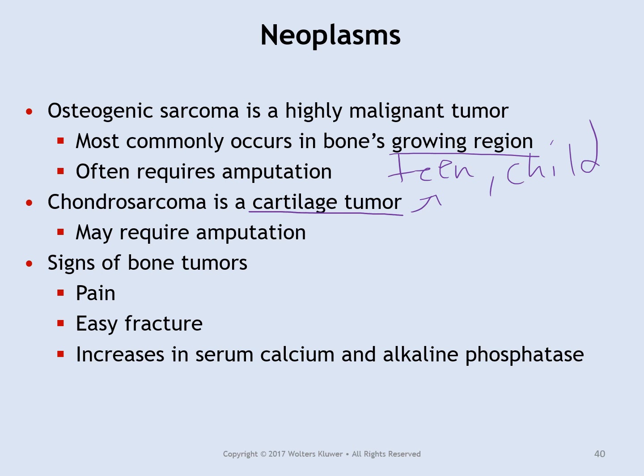Signs that your patient has a bone tumor: obviously pain in the bone, very easy fractures that take a long time to heal and then break again very easily. And then if you draw blood, they should have really high levels of calcium and phosphate in their blood.